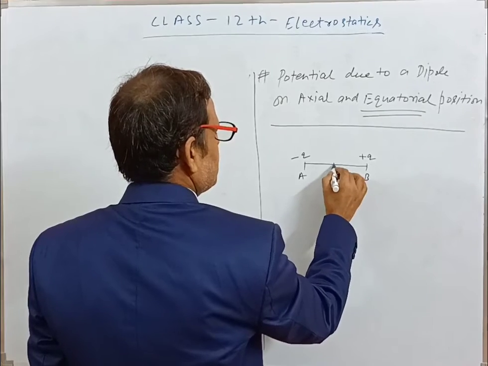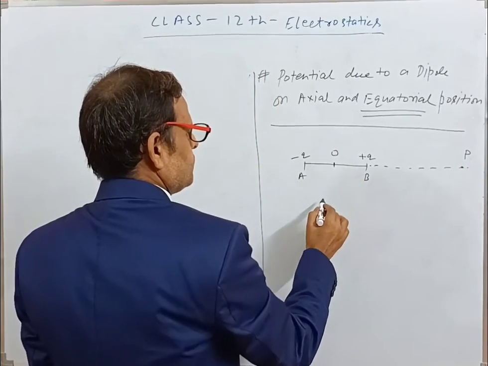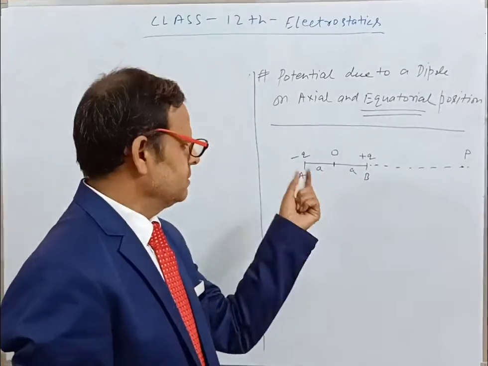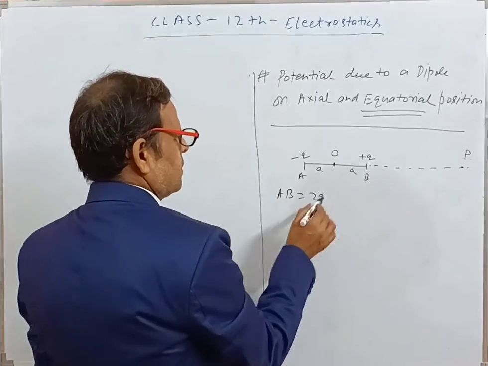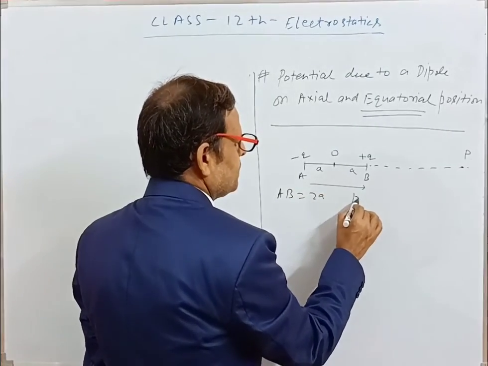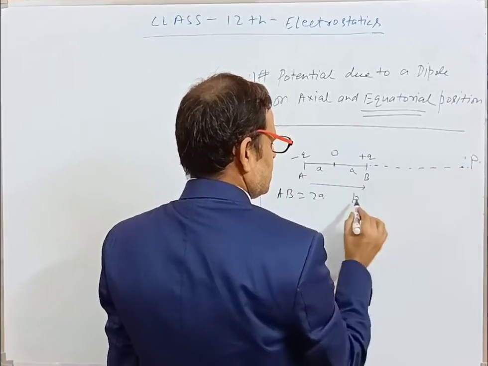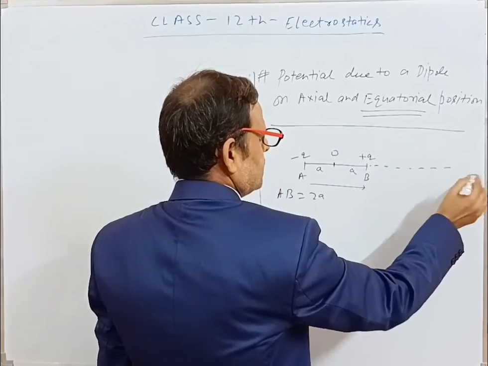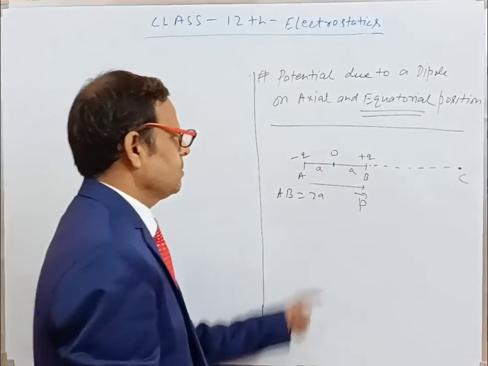that is AB, this is the midpoint O. On the axial position, there is a point P. Suppose AB is a dipole of length 2A, and minus Q plus Q, because the direction of dipole moment is from minus to plus, that is P. This capital P is another point, this small p is the dipole moment. I think it would be better if you write here another point, C is a point, and here dipole moment direction will be from A to B.